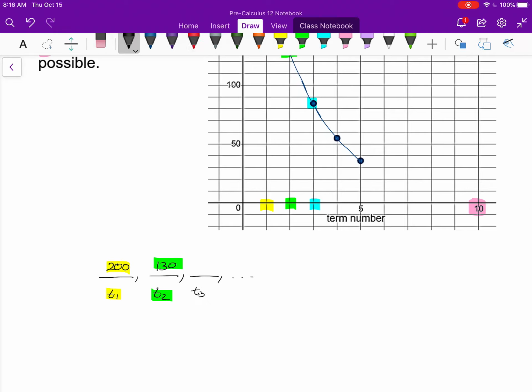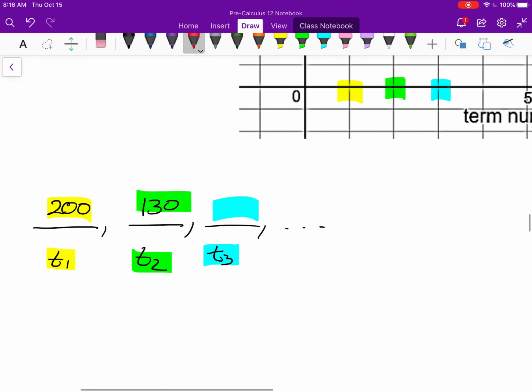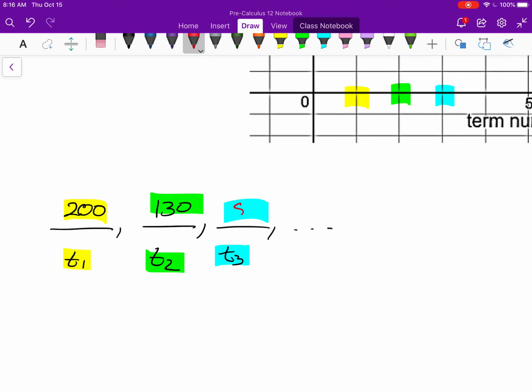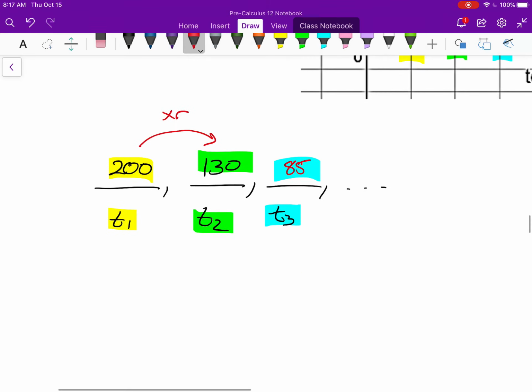Term 3, which I've highlighted in blue, looks like it's about 84, 85-ish. I'll put that down there. But really, I need to figure out the common ratio. I just need to look at one pair of terms in a row to figure out the common ratio, and I already have that right here. So from here to here, I can figure out my r. And so what's that going to be?